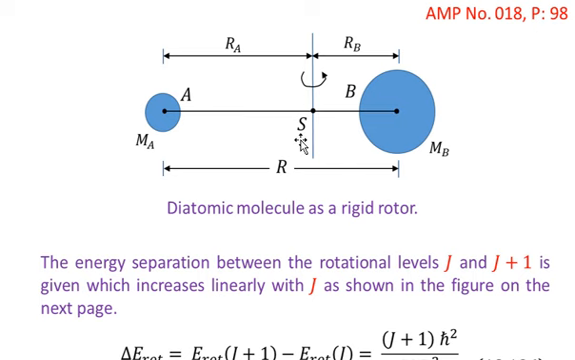Now capital S is the center of mass of the two nuclei, and the axis shown in blue, passing through the center of mass and perpendicular to the AB axis, is the axis about which the molecule as a rigid rotator will rotate. This axis is at a distance RA from the nucleus A and RB from the nucleus B. The nucleus A and the nucleus B are separated by the distance capital R.